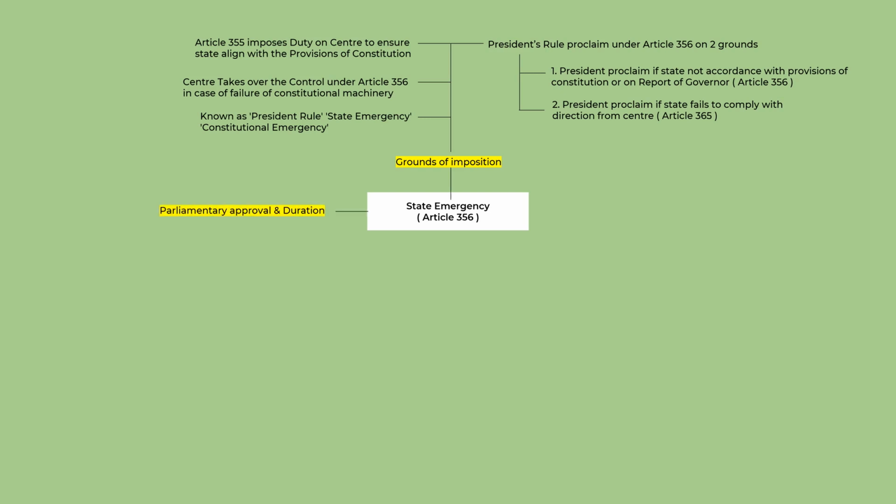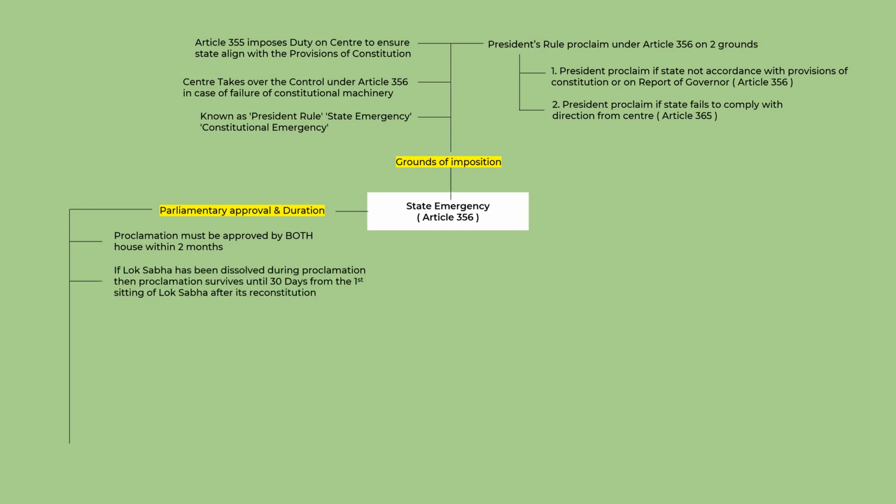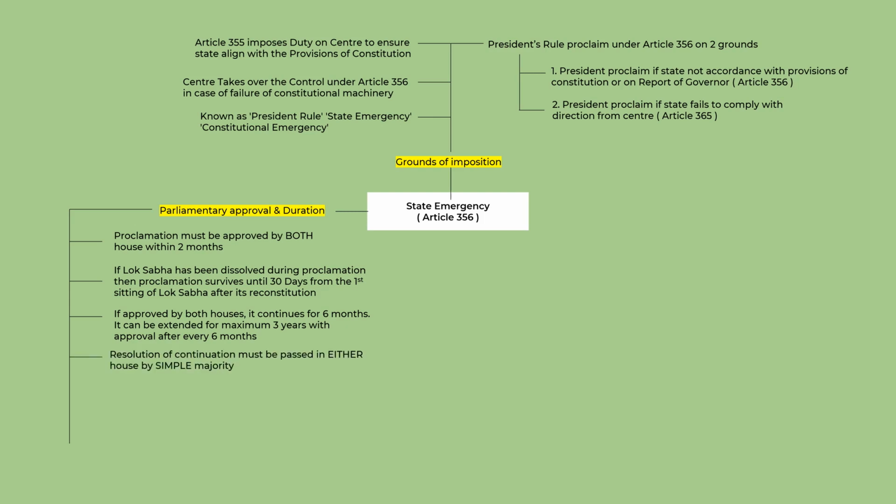Parliamentary approval and duration. The proclamation must be approved by both houses within 2 months. If the Lok Sabha has been dissolved during the proclamation, then the proclamation survives until 30 days from the first sitting of the Lok Sabha after its reconstitution. If approved by both houses, it continues for 6 months. It can be extended for a maximum of 3 years, with approval after every 6 months. The resolution of continuation must be passed in either house by simple majority.